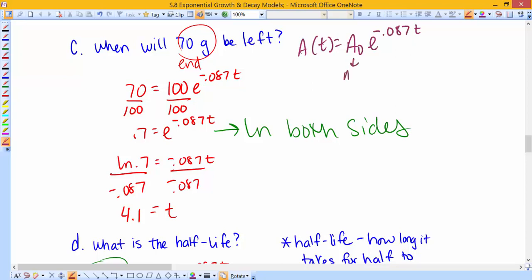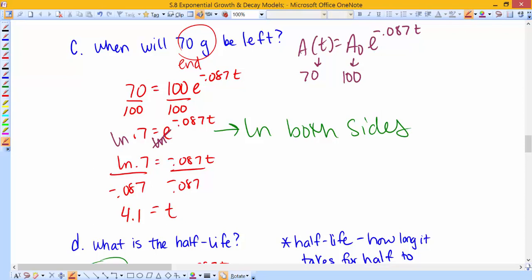We need to remember A sub 0 is 100. That's what the scientist originally has. And then we want to end with 70, which means now we're looking for t. So I have to start by dividing by 100. So I get 0.7. Then I must natural log both sides so that way my e cancels.